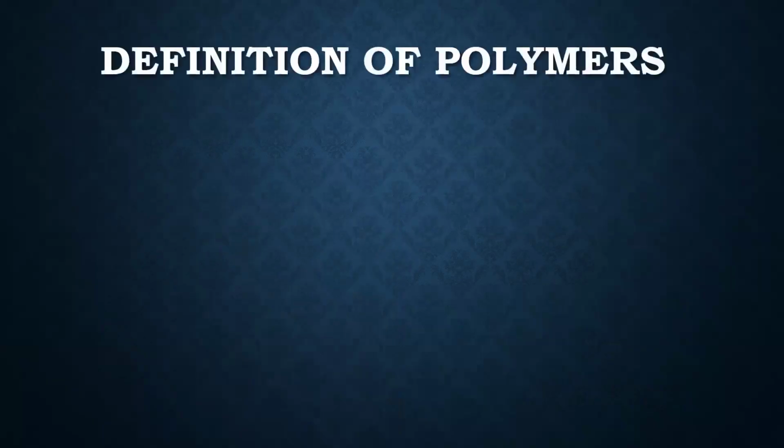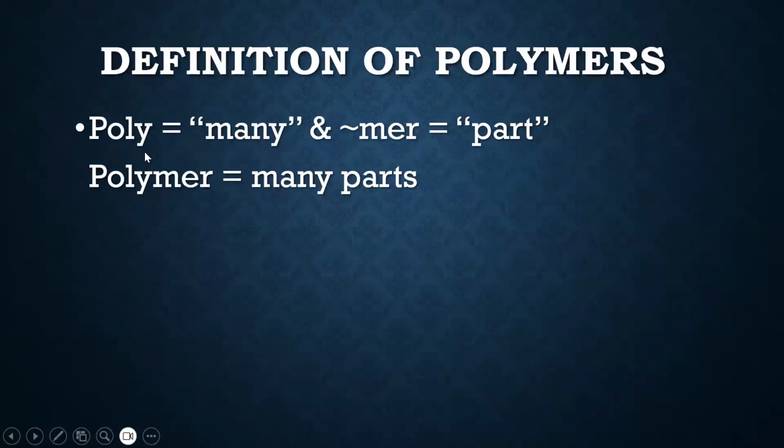So what is a polymer? To define polymers, we need to know the name's origin. Poly means many, mer means part. So a polymer means many parts.